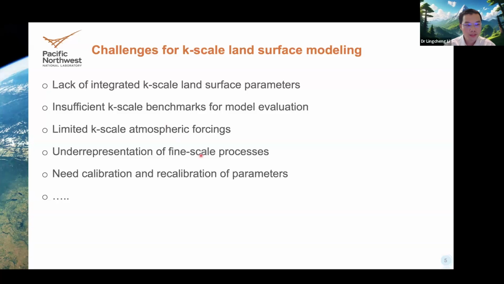Also, the representation of sub-grid scale processes like lateral flow is still not common in land surface models. And we also need to calibrate or recalibrate some of the parameters in the models that were set for coarse resolutions when we move into K-scales.